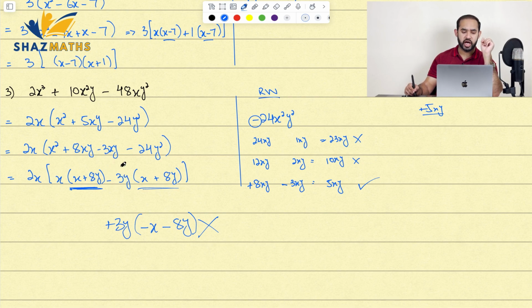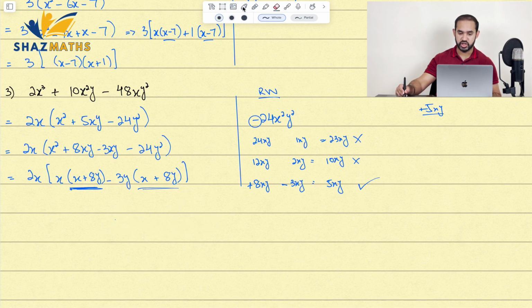So that is why I've taken negative 3y as common, and if you observe over here, it was negative 3xy, but then when I have taken negative as common, it became positive x. Similarly, the second term was negative as well, but because I have taken negative as common, it became positive. So that's what I want you to focus on: whenever you take negative as common, the signs inside the bracket will change.